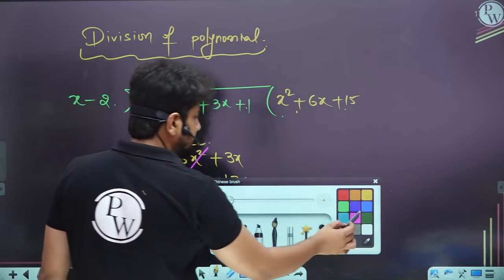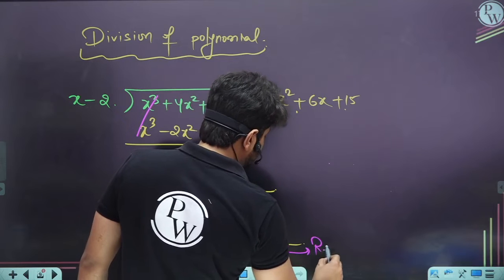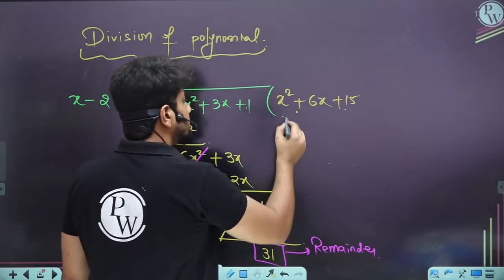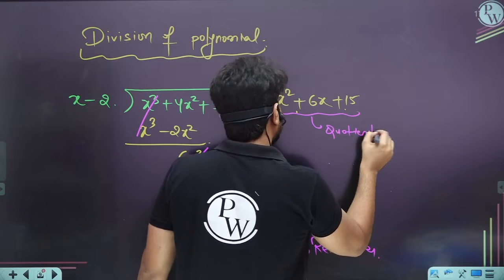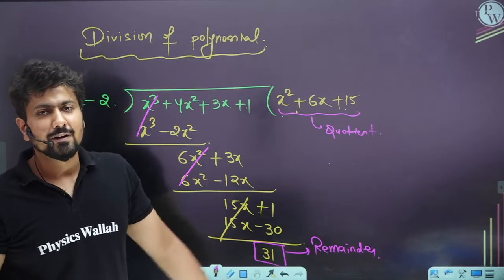Okay, this 31 is what? This is remainder. So of course we can find remainder by properly dividing. This is remainder. This is what? Quotient. Okay. So of course by proper division we can find remainder.